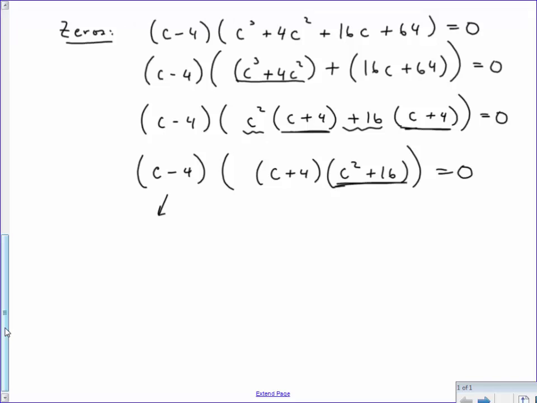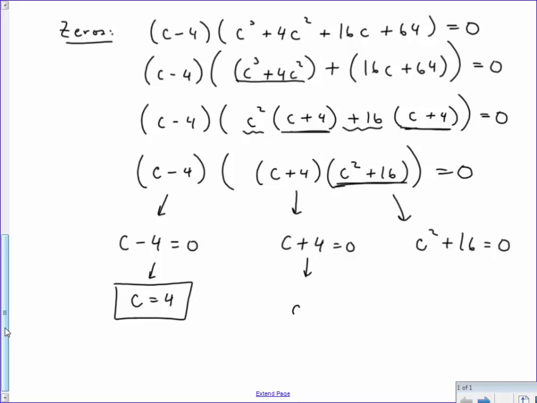So now to find the zeros, we would set each piece to 0. And so here we would have c equals 4 as one zero. C equals negative 4 when we subtract the 4 over. And then here we're going to have no real result or no real zeros, because there is no way for me to be able to take a number, square it, and add 16 and have the result be 0. So on here where you have a sum of squares, you're going to have no real zeros out of that particular factor.